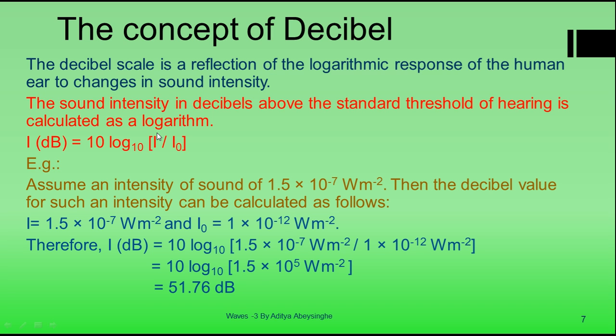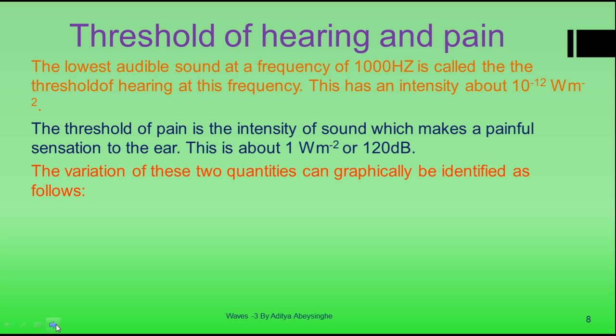So I is equal to 1.5 times 10 to the power minus 7 watt per square meter, and I naught is equal to 1 times 10 to the power minus 12. So the value of I in decibels is equal to 10 log to the base 10 of 1.5 times 10 to the power minus 7 over 1 times 10 to the power minus 12. So finally you can get the value of 51.76 decibels. So that's about the decibels.